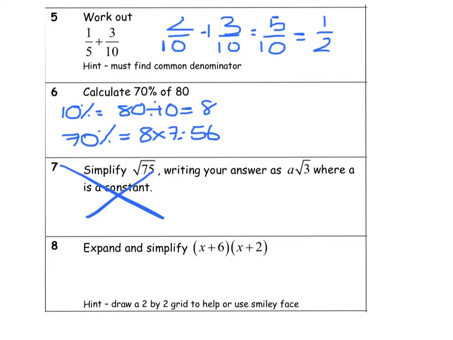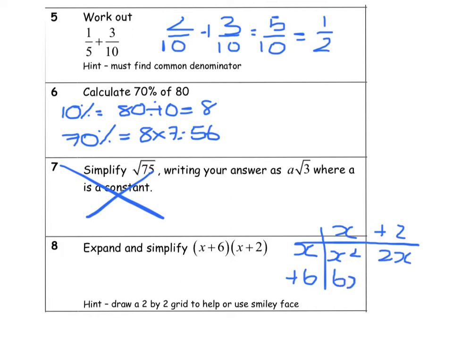Using the grid method, we need an x, a plus 6, an x, and a plus 2. For our 2 brackets, x times x is x squared, x times 2, 2x, x times 6, 6x, and 6 times 2, 12. That gives us x squared, 6x and 2x, which is 8x, plus 12.